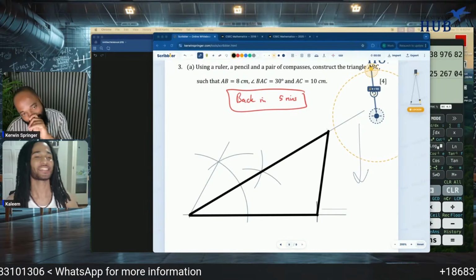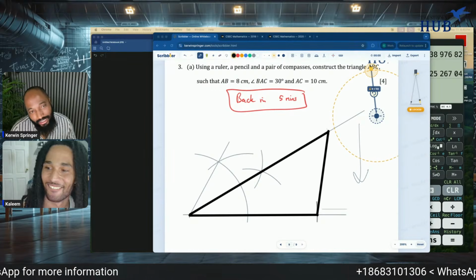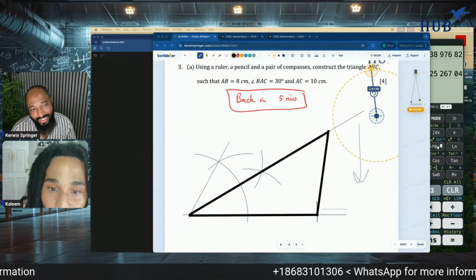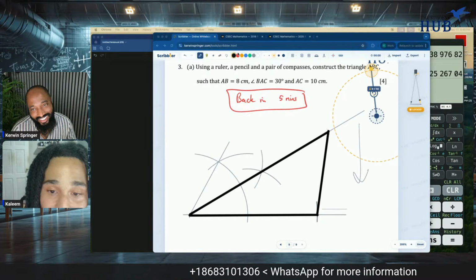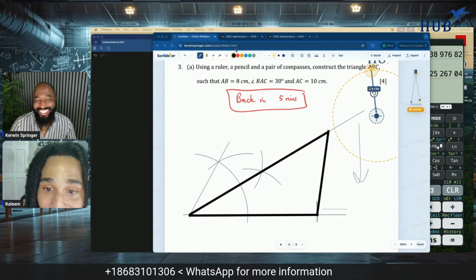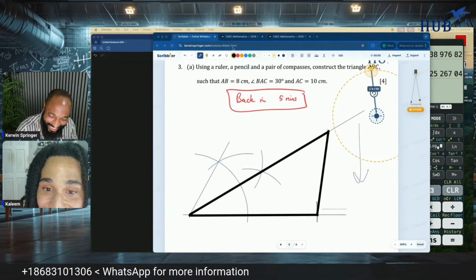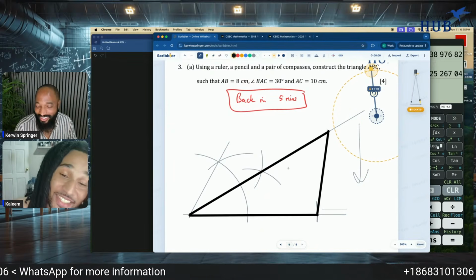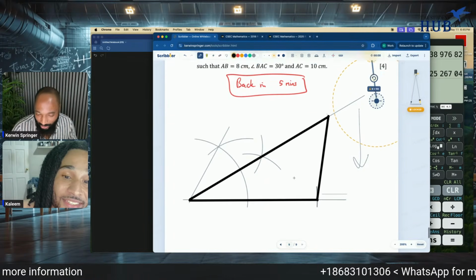All right, yeah, vest. All right, you remember this? You remember how to do this? Like angles and things. Construction. This is construction. This is construction, bro. Construction. So let's do our next one.